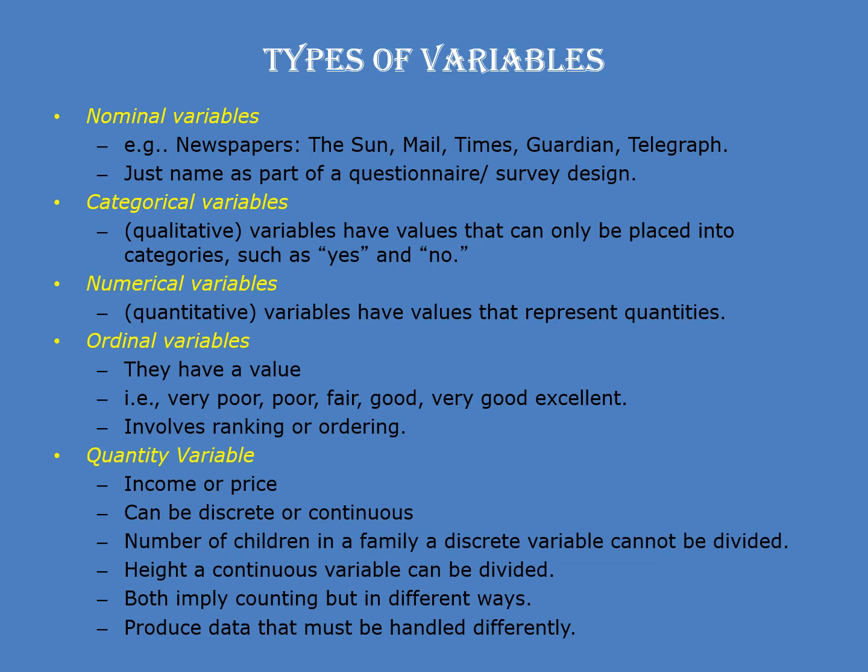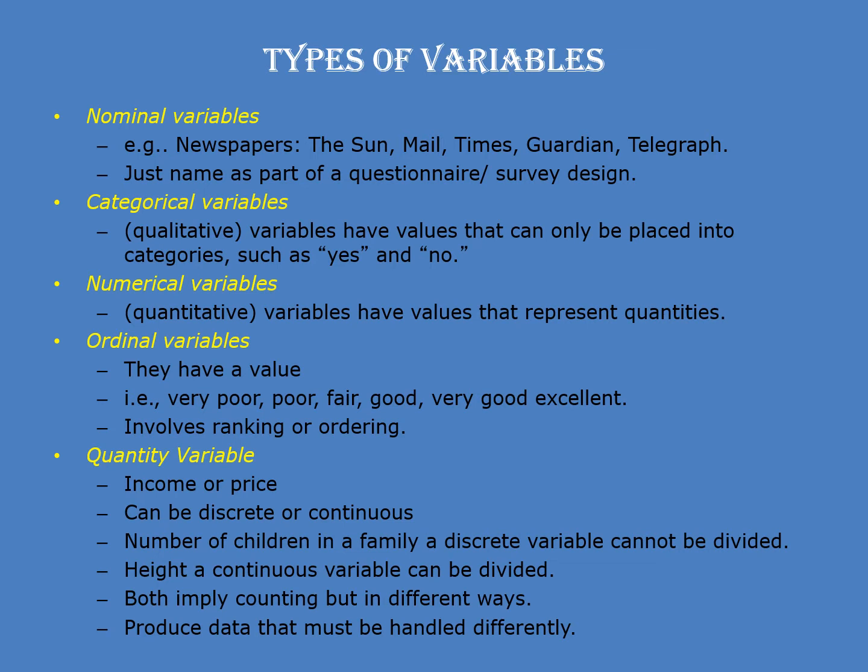So, for example, if it's to do with, again, an area of population health or healthcare, nominal variables can be, for example, organ specialties. So, for example, it could be heart, kidney, lungs, or liver. So basically just names within and part of a questionnaire.